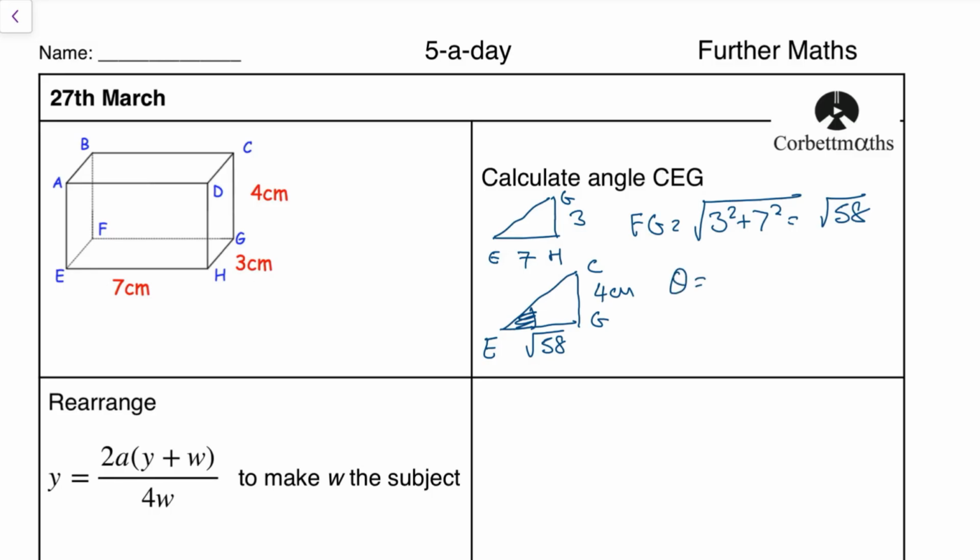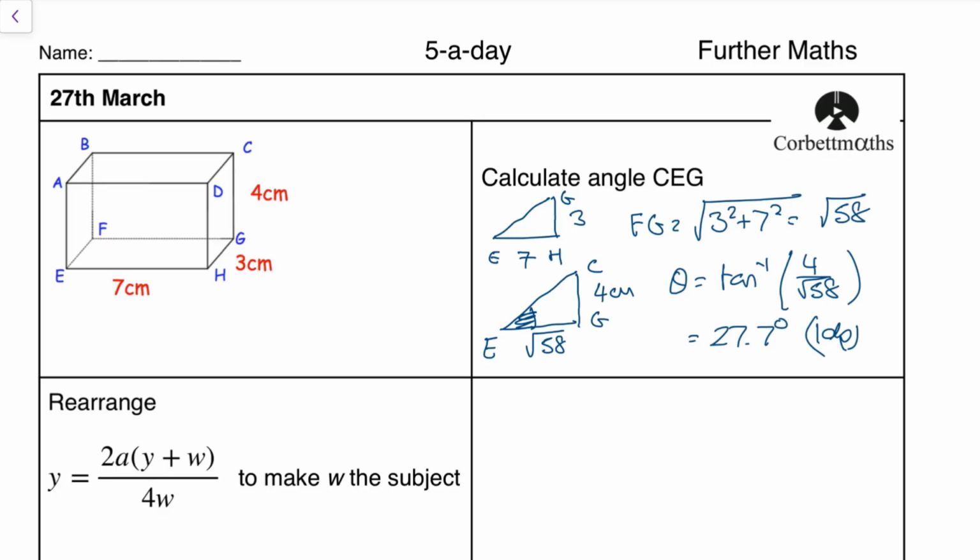So theta is going to be, well, opposite and adjacent. So it's going to be tan minus 1 of the opposite, which is 4, divided by the square root of 58. Calculator out, and I have 27.7 degrees. And I've done that to 1 decimal place. Show my working, got the right answer, happy with that.